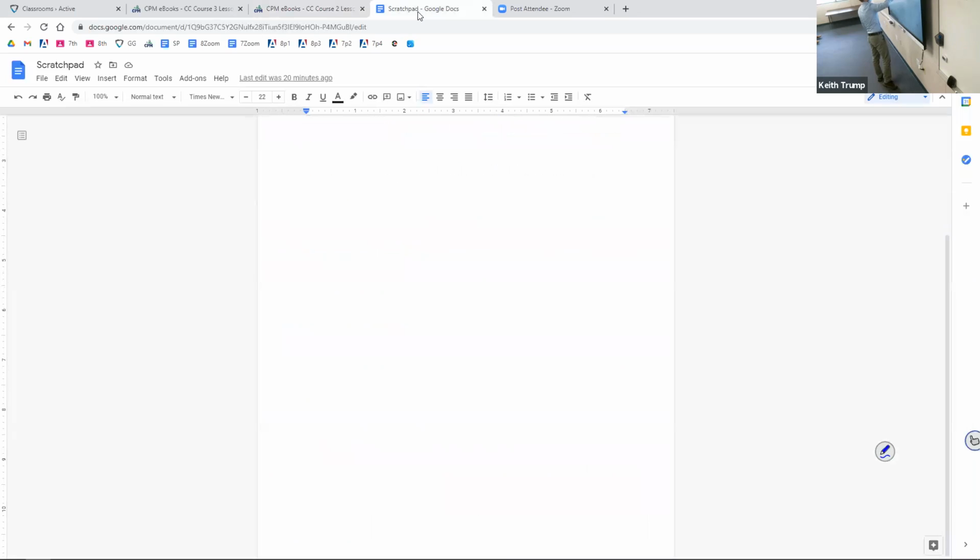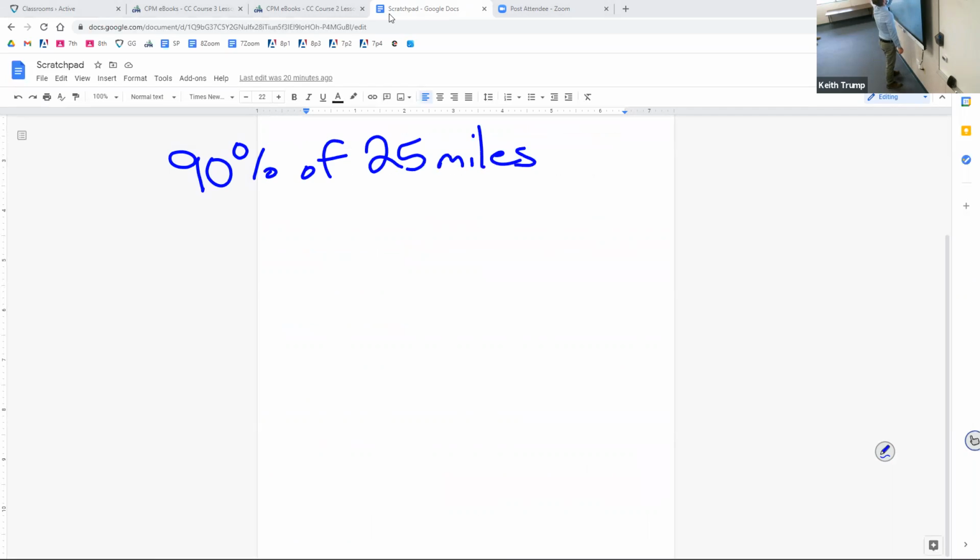Let's go back to this page and I'll rewrite these so that we have a bigger workspace. 90% of 25 miles. Okay, 90% of 25 miles. A percentage is just a fraction over 100. Percentage is just a number over 100. Of, I'm going to change into a multiplication sign. And then 25, I'll write here, and I'll put a 1 in the denominator so I have something to multiply the 100 by. All right, great.